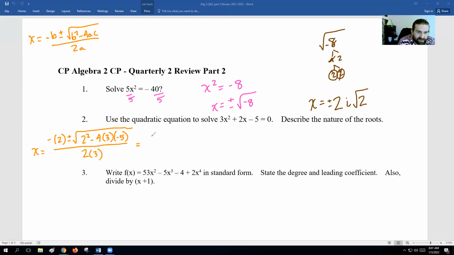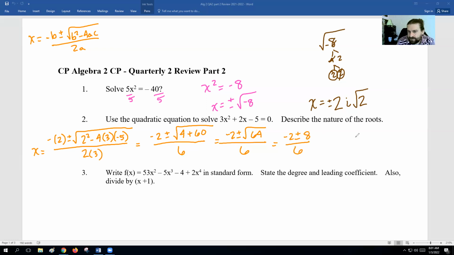Okay, so let's start to simplify this. We have negative 2 plus or minus the square root of, and we have to square the 2 first and then multiply. Negative 4 times 3 is negative 12. Negative 12 times negative 5 is a positive 60. That's awesome. All over 2 times 3, that is 6. Then we add the numbers under the root together. That's 64, and the square root of 64 is great because it becomes 8.